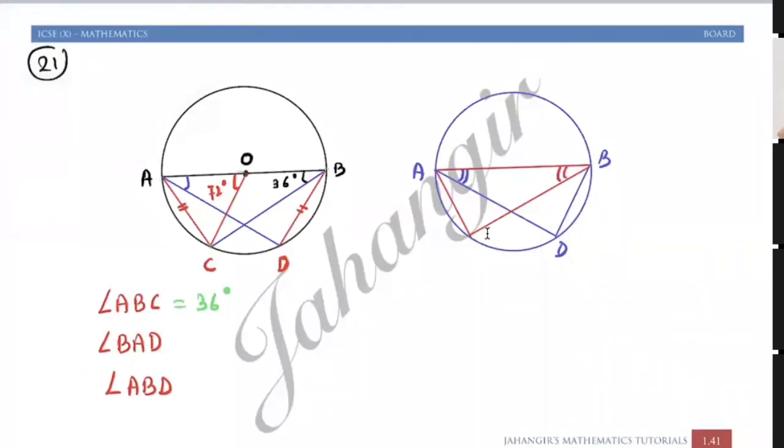Since AC and BD are equal, the angle formed by the chord BD should be equal to the angle formed by the chord AC, because both chord lengths are equal. If chord lengths are equal, then their arcs are also equal. Both arc lengths will also be equal, right? This was the tricky part in the 2021 question. If both chords are equal, that means both arcs are equal.